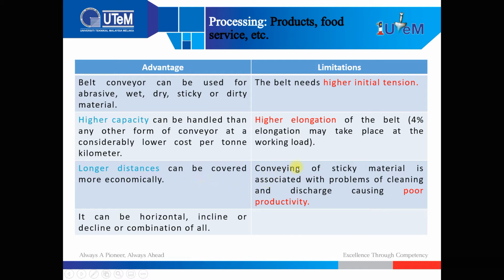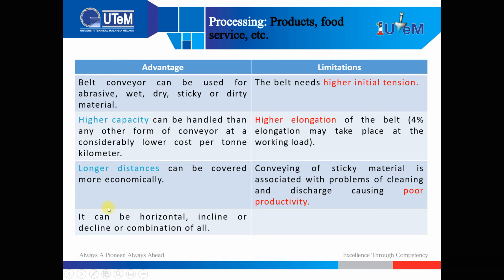Then conveying of sticky material is associated with problems of cleaning and discharge causing poor productivity. So this is a limitation: even though we have the advantage of longer distances, it is limited by what kind of material we want to move on the conveyor belt. Either the material is sticky or not. If the material is sticky, it will be associated with the problem of cleaning and discharge.